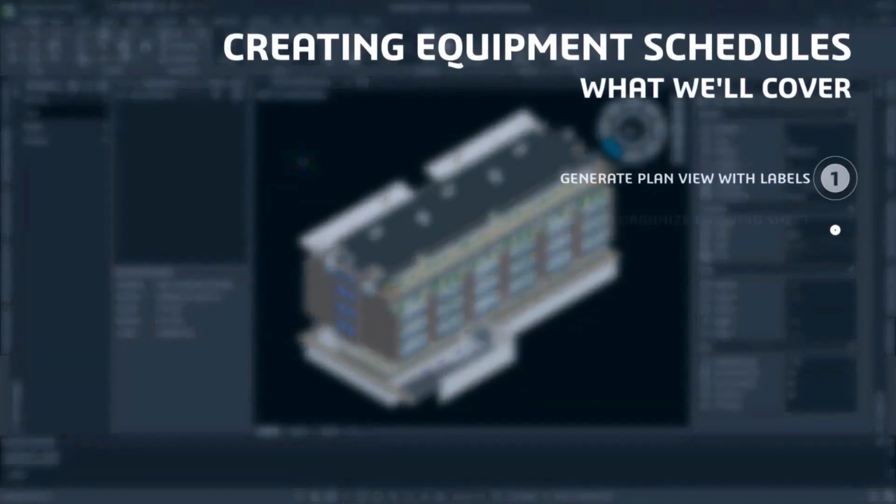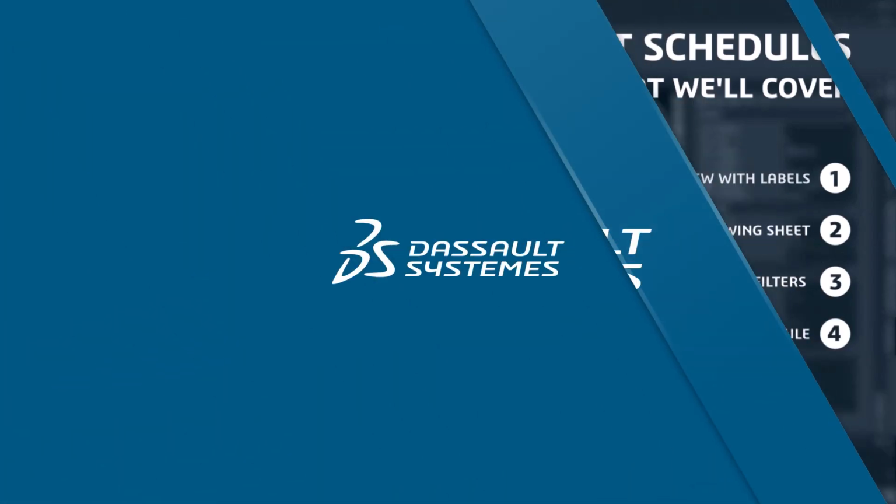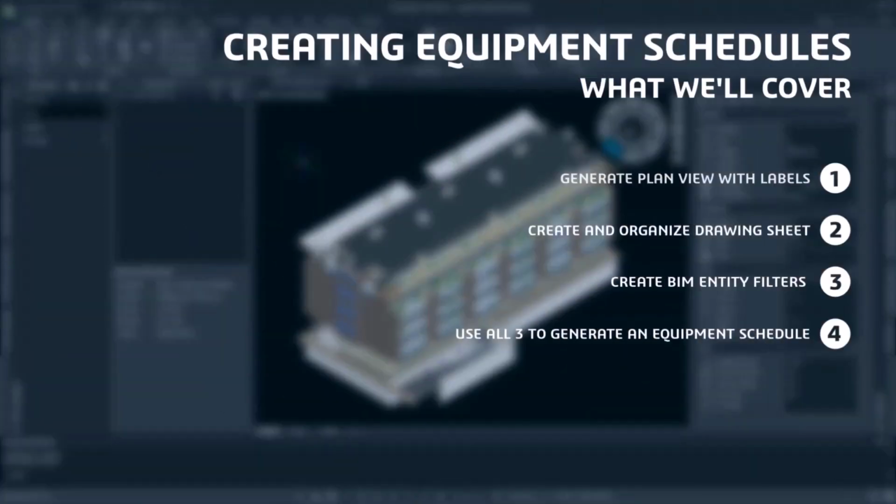In this video, we're going to cover how to create equipment schedules from a Revit or IFC file in DraftSight Premium. In order to accomplish this, we're going to cover the following. We'll generate a couple of plan views and label all of the doors in those plan views.